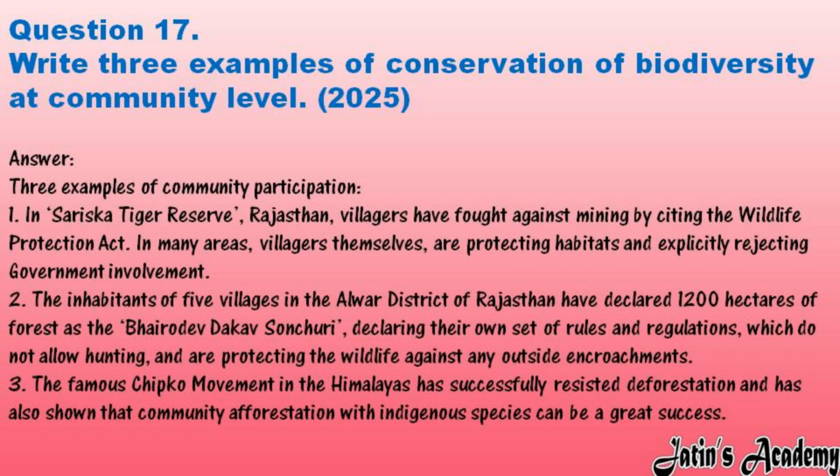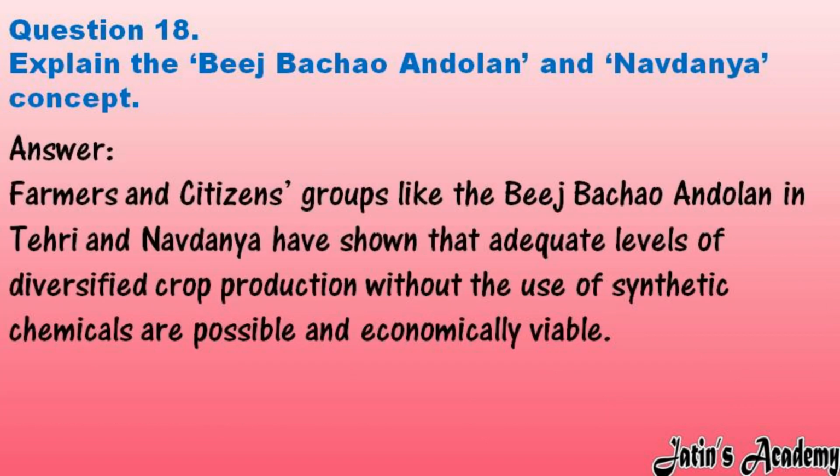2. The inhabitants of 5 villages in the Alwar district of Rajasthan have declared 1200 hectares of forest as the Bhairodev Dakav Sanchuri, declaring their own set of rules and regulations which do not allow hunting and are protecting the wildlife against any outside encroachments. 3. The famous Chipko movement in the Himalayas has successfully resisted deforestation and has also shown that community afforestation with indigenous species can be a great success.